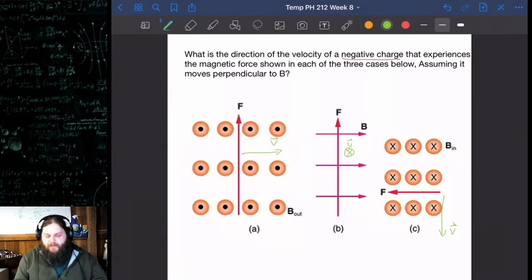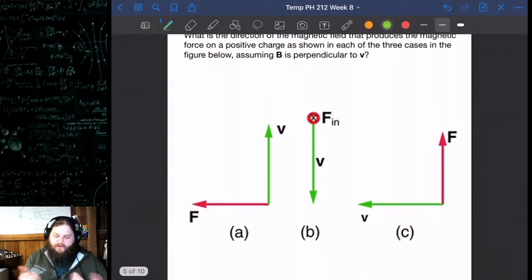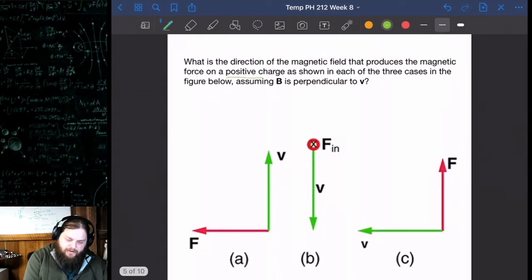So we can use that right hand rule to find the velocity as well as the force like we did in the previous examples. Just a couple more. Here we're trying to find the direction of the magnetic field. It's the same basic idea. I like to just use my hand like a flat palm. In this case, we're looking at a positive charge again.